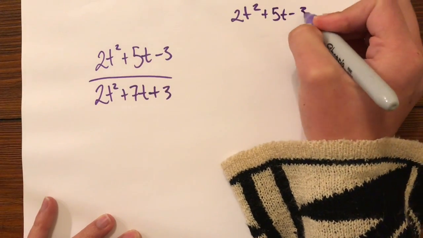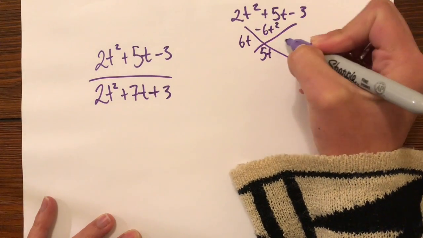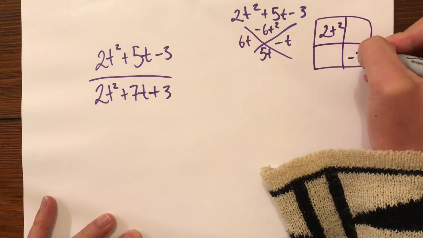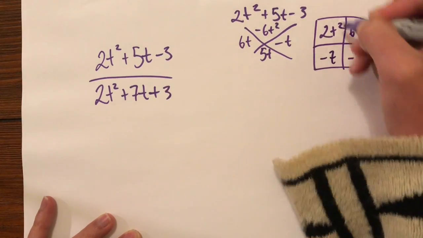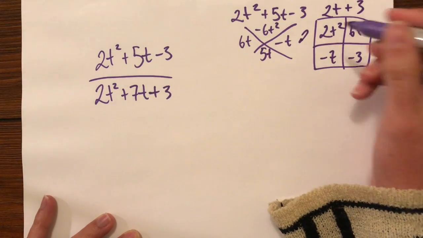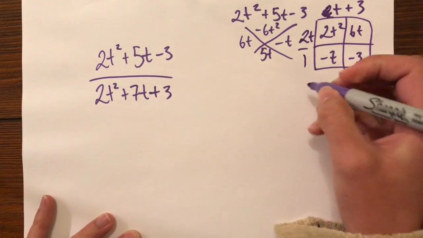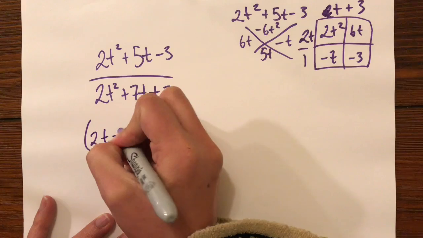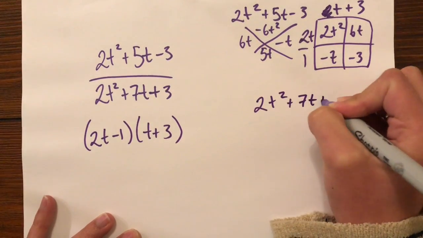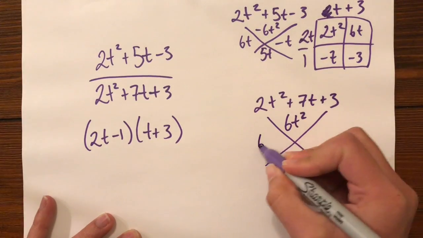Okay, so anyway, we're going to factor this top guy by multiplying 2t squared and negative 3. So we get negative 6t squared, and then I try to find things that multiply to negative 6t squared and add to 5t. I get 6t and negative t, and then I do my box method so that I can factor out different things from each row and each column. And I end up with two factors of 2t minus 1 times t plus 3. Okay, then I do the same thing with my other one.